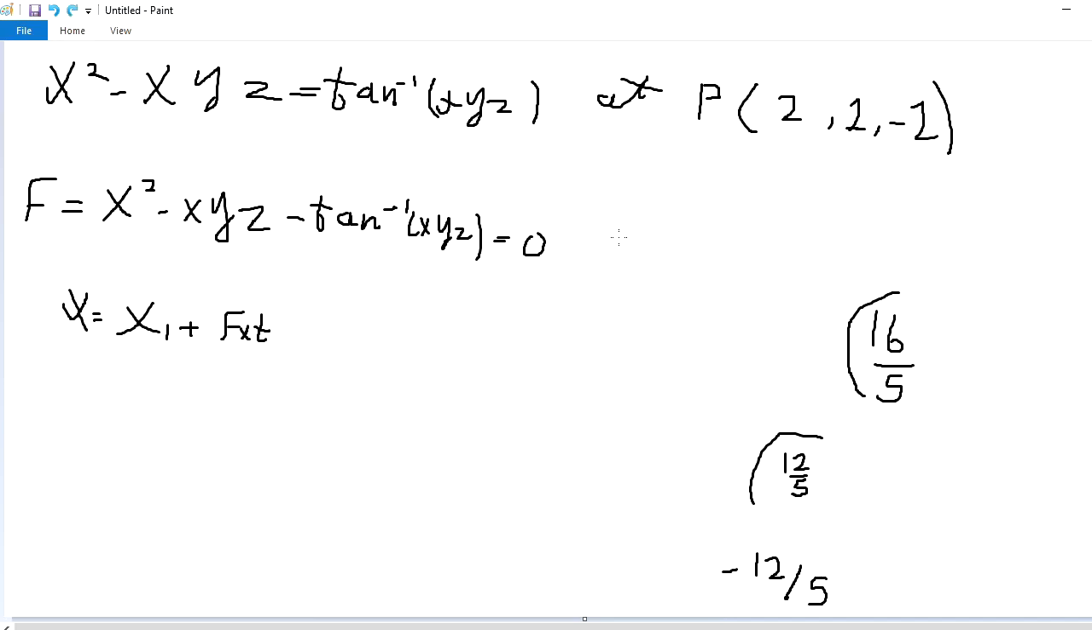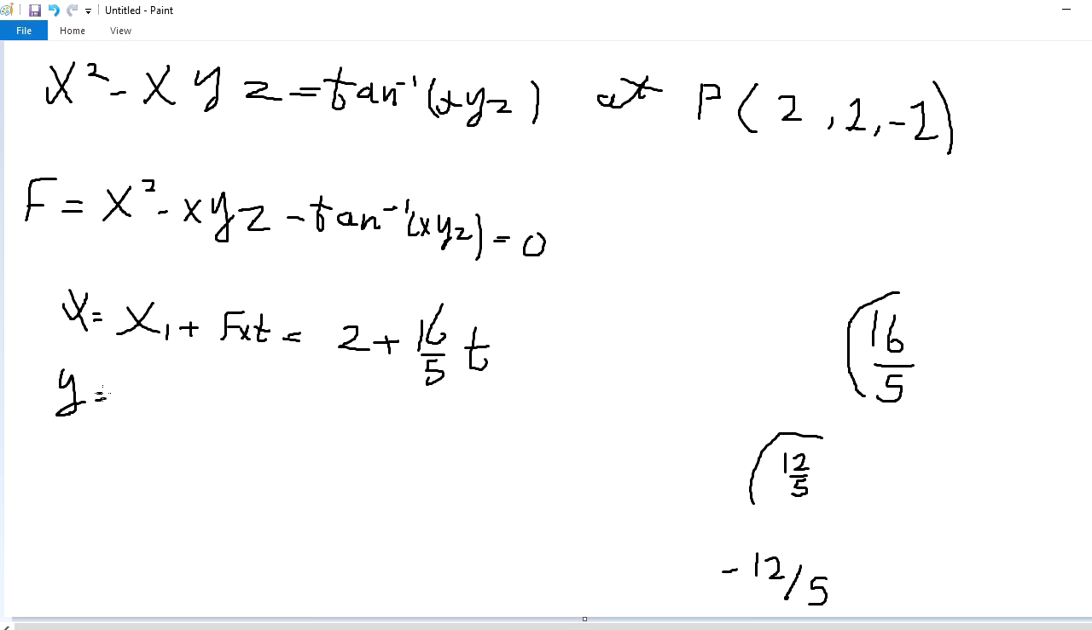I'm not going to write the tangent plane here right now because I need to show you something very important. So let's continue. So here x is going to equal x1 plus fx t. X1 is 2, and then plus fx, it's 16 over 5, and then times t. So this is the parametric equation for the x.